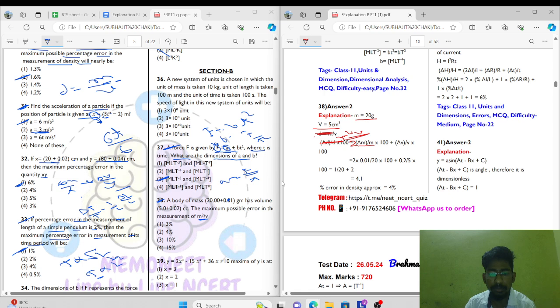So it is a very simple thing. For m square by v, the error is 2 into del m by m plus del v by v, right? So this is the thing. It will become 2 into del m by m plus del v by v.